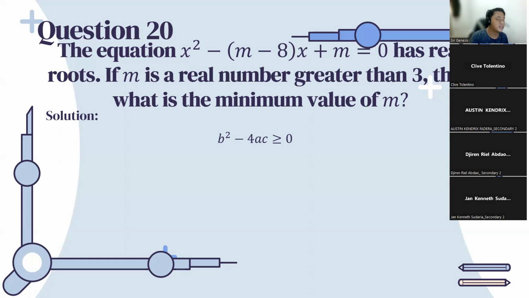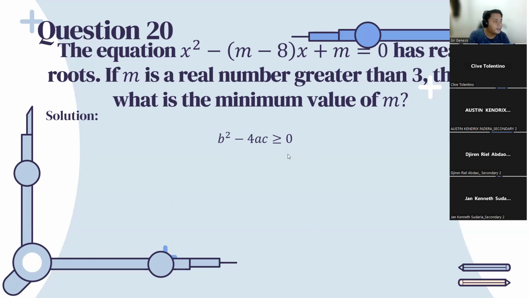Now, if it is greater than 0, it will give you 2 real roots. If it is 0, then it will only give you 1 real root, but multiplicity 2. If it is less than 0, then it will give you 2 imaginary roots or has no real roots. So for this case, it only says has real roots, so there is a chance that it might have 1 or it might have 2. So in this case, we are to use greater than or equal to 0.